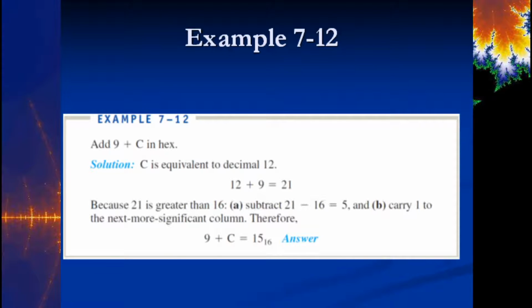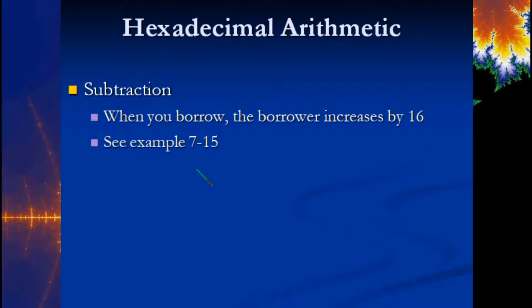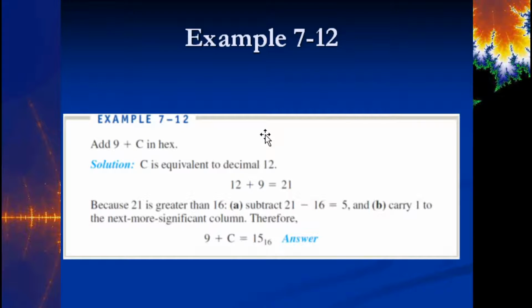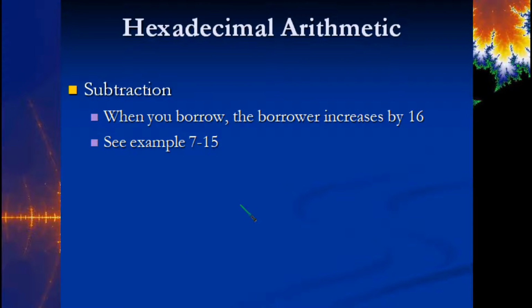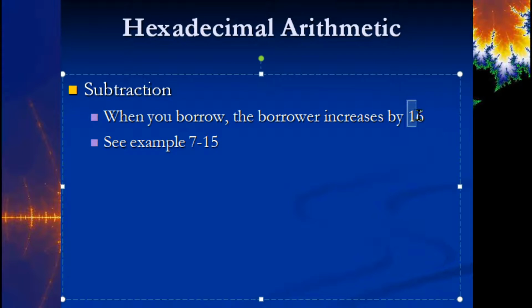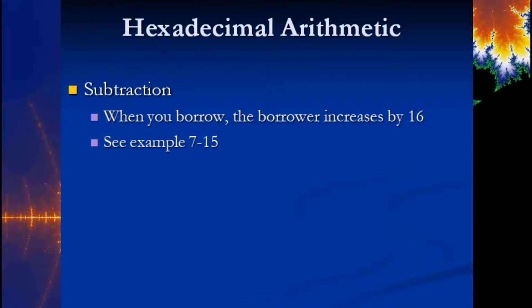But if you were to do that in binary, the addition is super simple, right? But if you're doing subtraction, now when you borrow, you're not just borrowing 1, you're borrowing 16, okay? And that's really 1 0 in hex, right? So it just gets a little bit complicated.